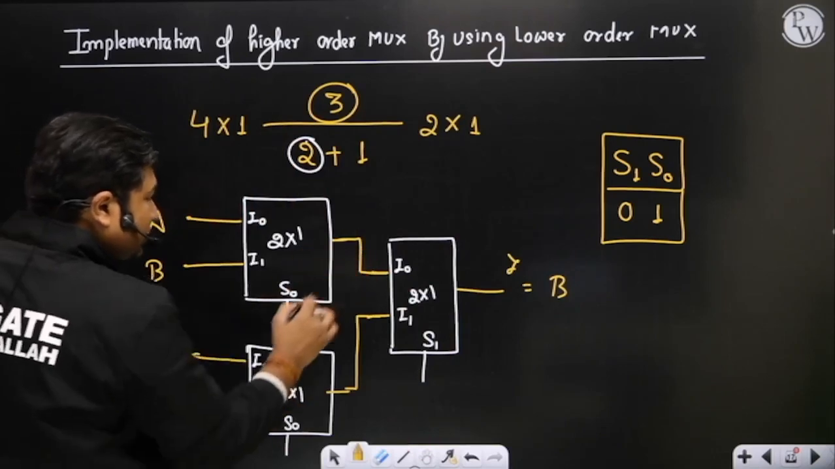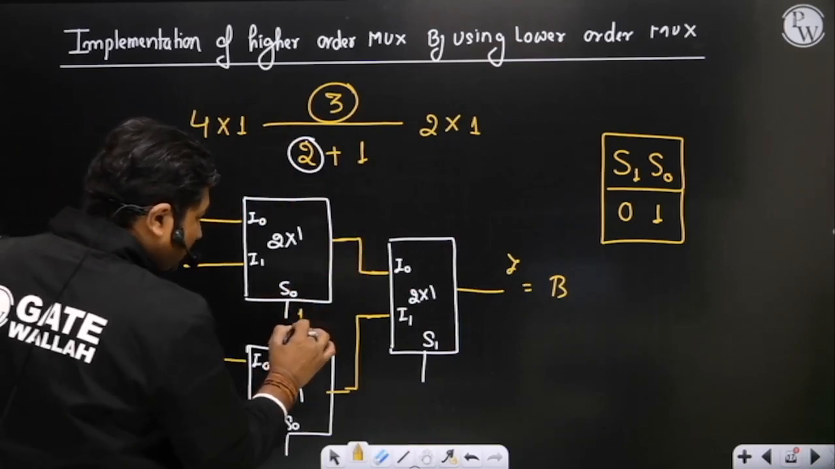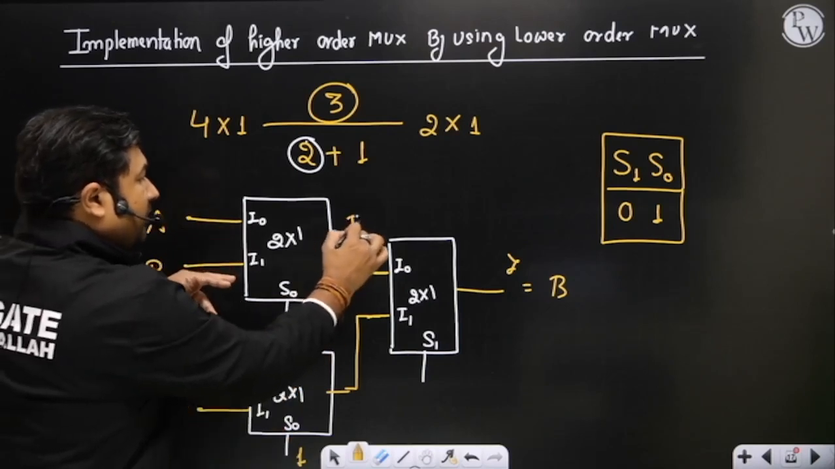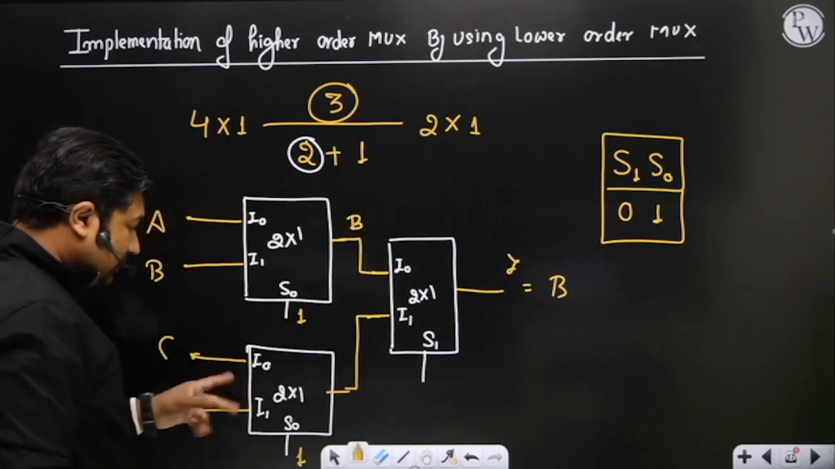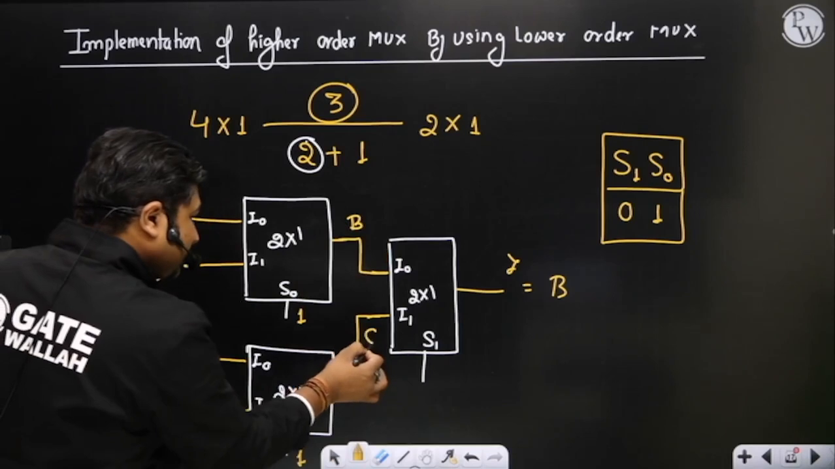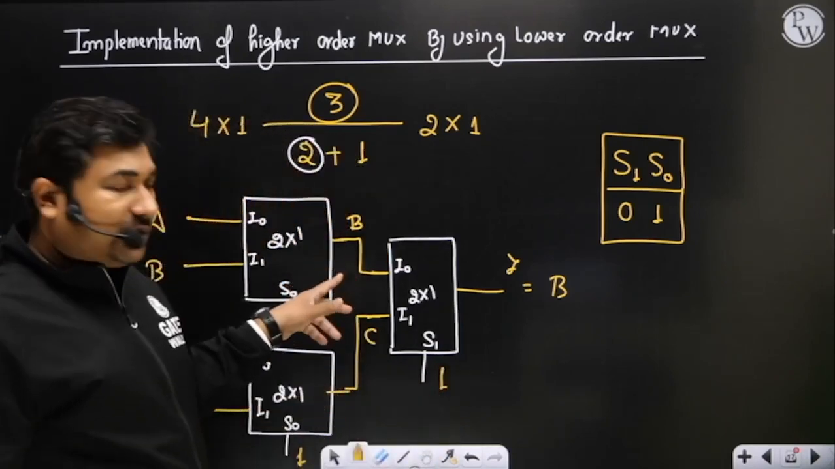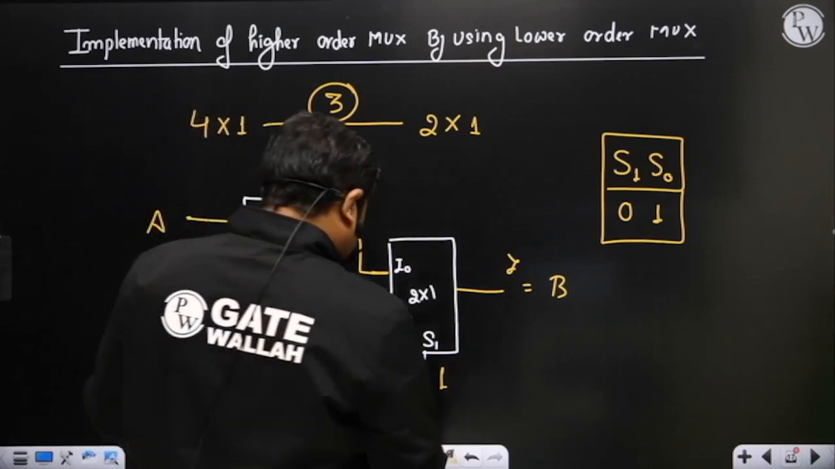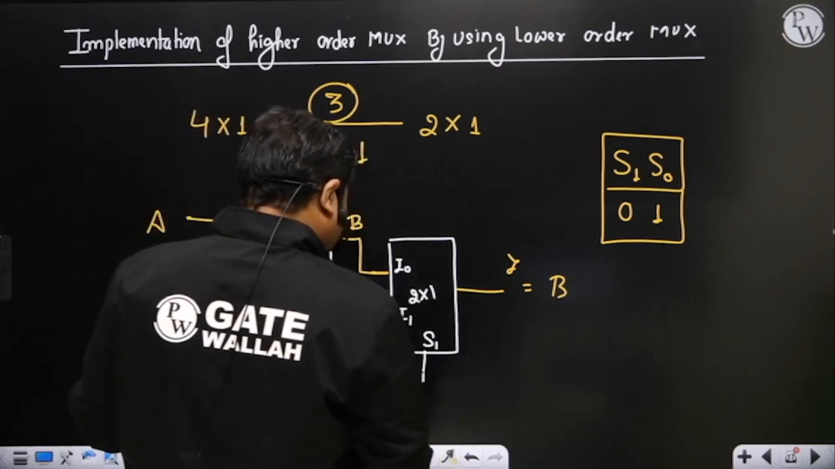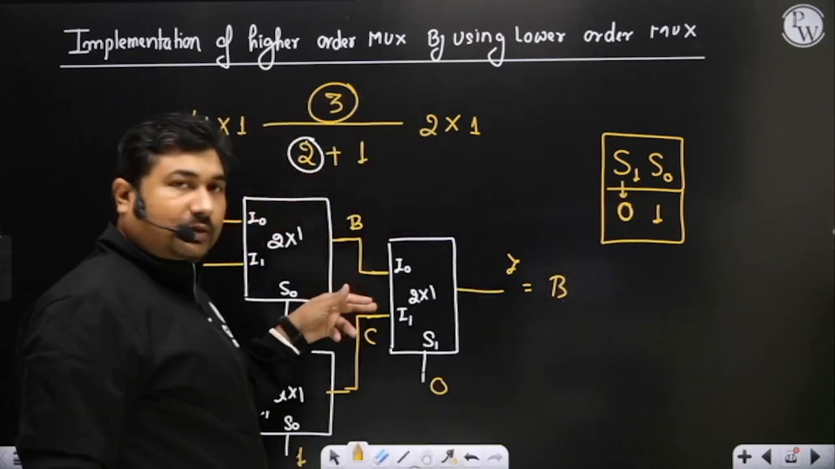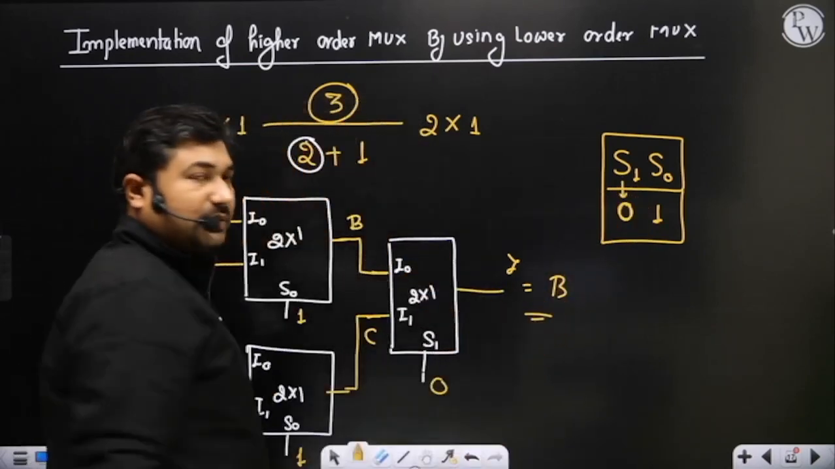Sir, S0 is 1. So if S0 is 1, out of these two, which is going to be transferred to output? Sir, B. Out of these two, which is going to be transferred to output? Sir, C. What is S1? S1 is 0, sir. So out of these two, what is going to be transferred to output Y? Sir, B. You can observe here.